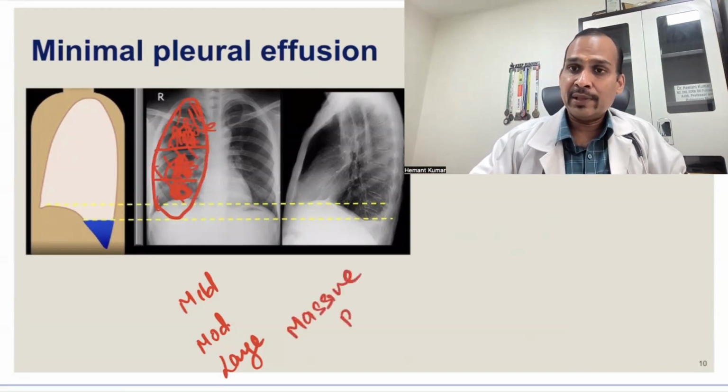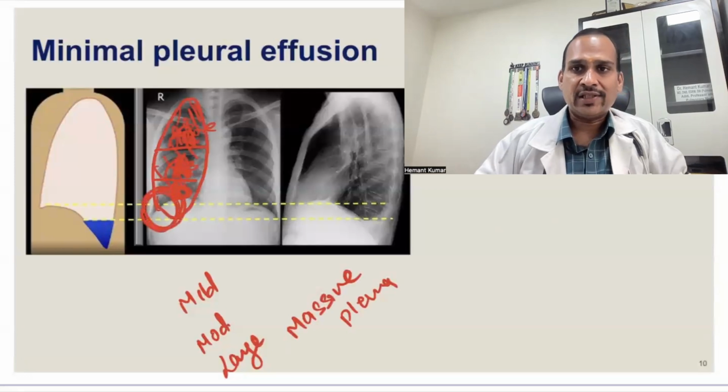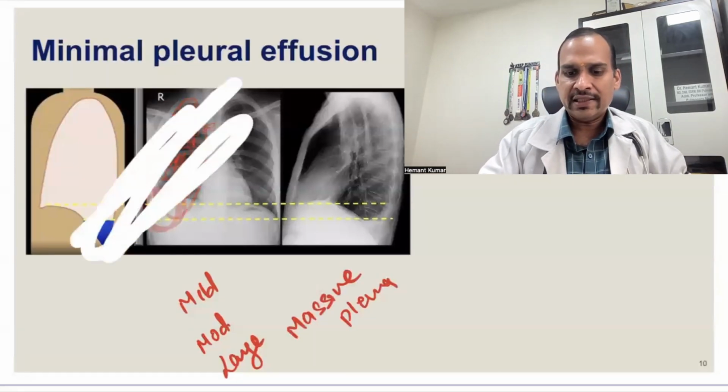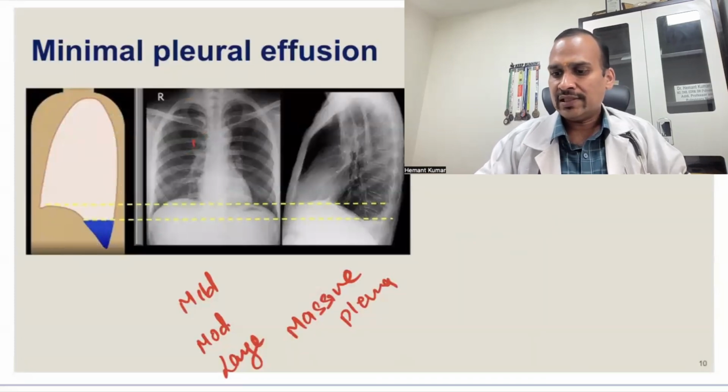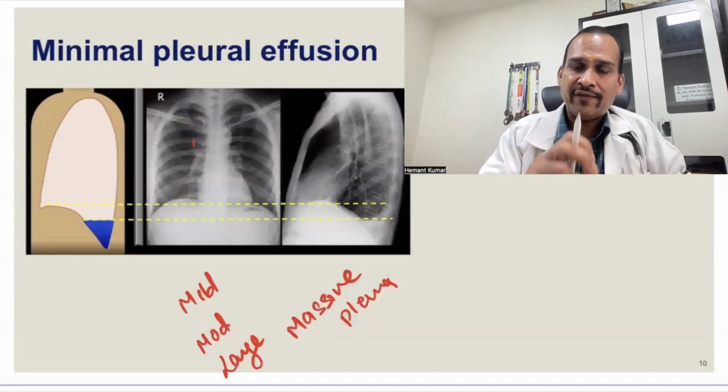And what is minimal pleural effusion? Just obliterating the CP angle. Okay, so this is minimal pleural effusion. So if we look at this X-ray diagram, this is minimal pleural effusion and the amount of fluid is so small that we are not able to appreciate it on PA view.